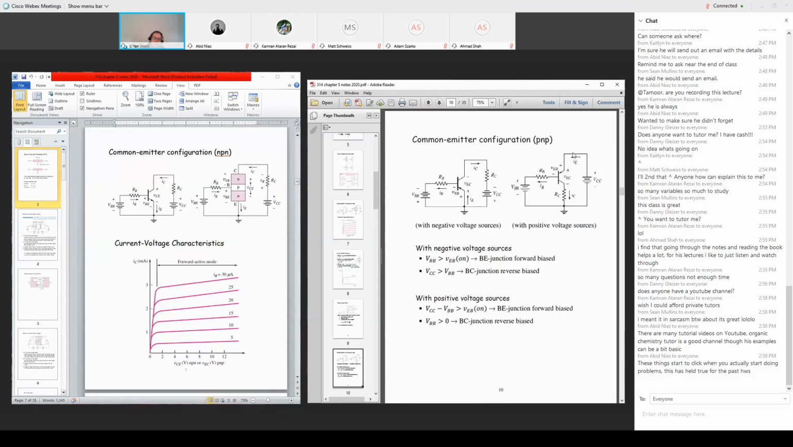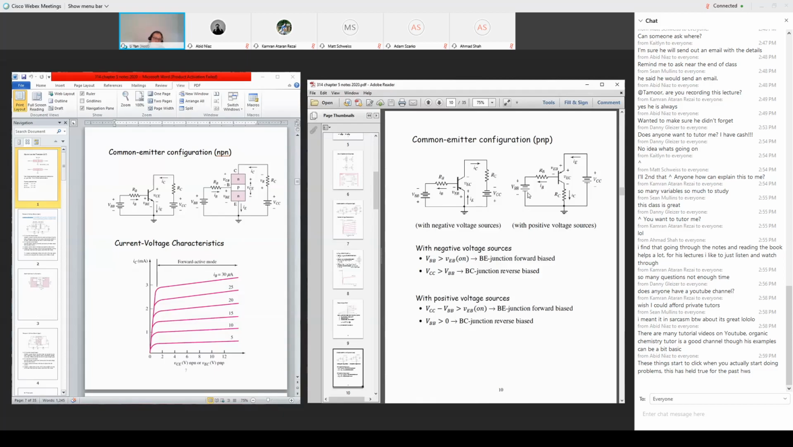If this voltage on the top is more than this voltage, more than say 0.7 volts or VEB on, then the emitter... not this collector, this emitter. I made a mistake in the statement, this is the emitter, not the collector. So if VCC is more than VBB by the amount of VEB on, this PN junction will be forward biased. If this PN junction is forward biased, then the base emitter junction is forward biased.